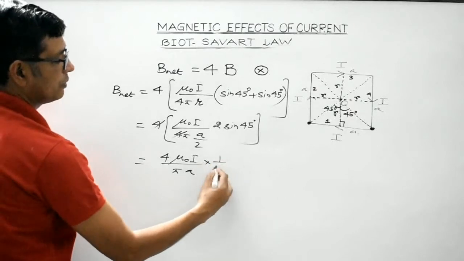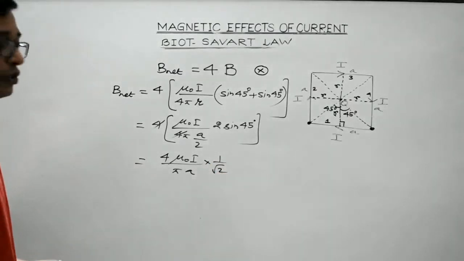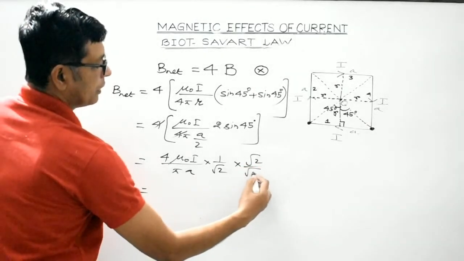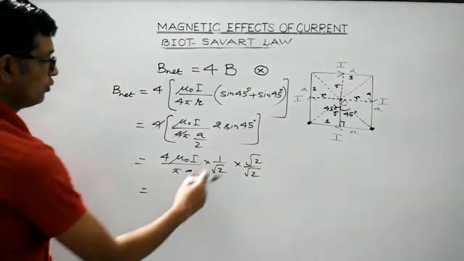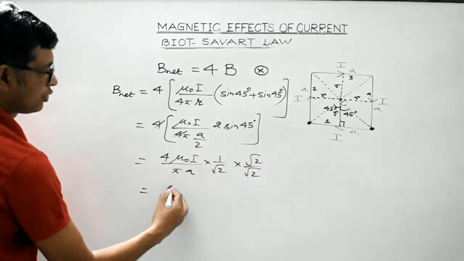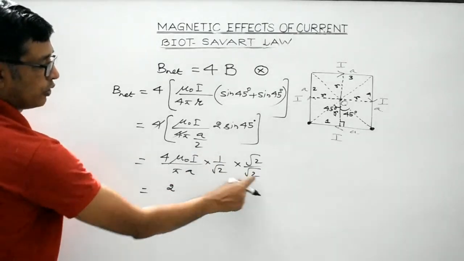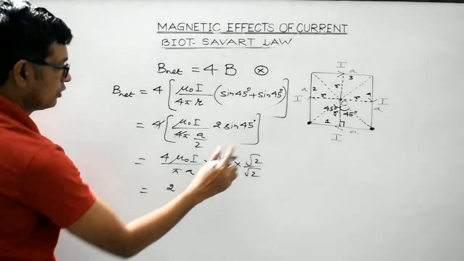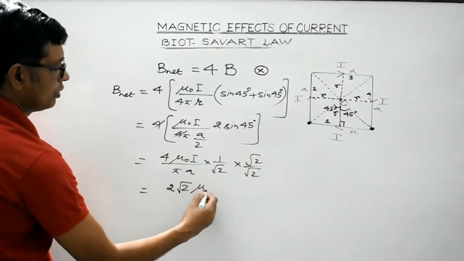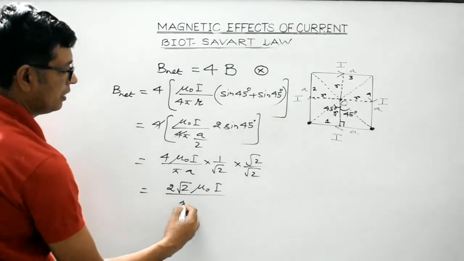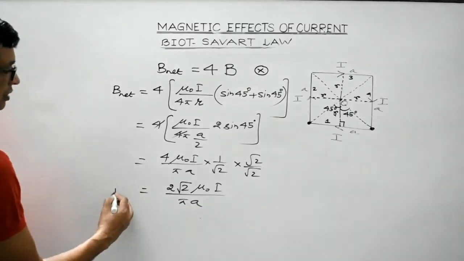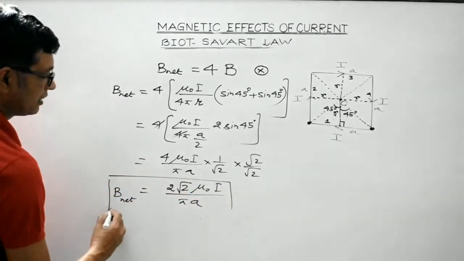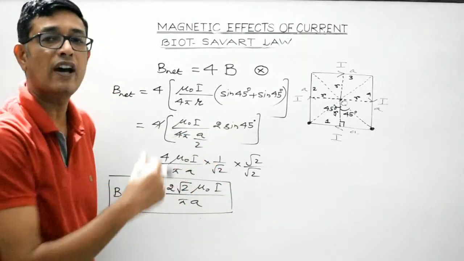Sine 45 degree is 1 by root 2. So on rationalizing, we multiply and divide by root 2. So what we get is 2 root 2 into root 2 will give us 2, 4 divided by 2 will be left with 2. So 2 root 2 mu naught I divided by pi. So this is the expression for the net magnetic field at the center of a current carrying square loop.